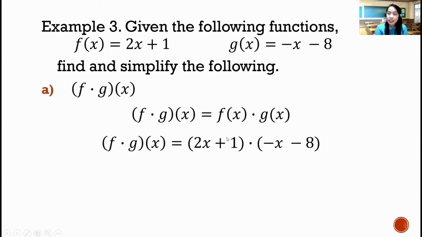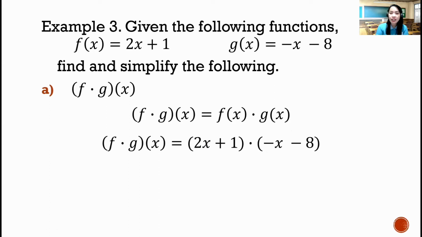So kapag nag-multiply ng functions or expression, ang magiging step is to multiply na muna yung first term ng first function doon sa first term ng second function. Next, yung first term i-multiply sa second term ng second function. And then, yung second term ng first function i-multiply mo sa first term ng second function. At last, yung second term ng first function i-multiply mo dun sa second term ng second function.